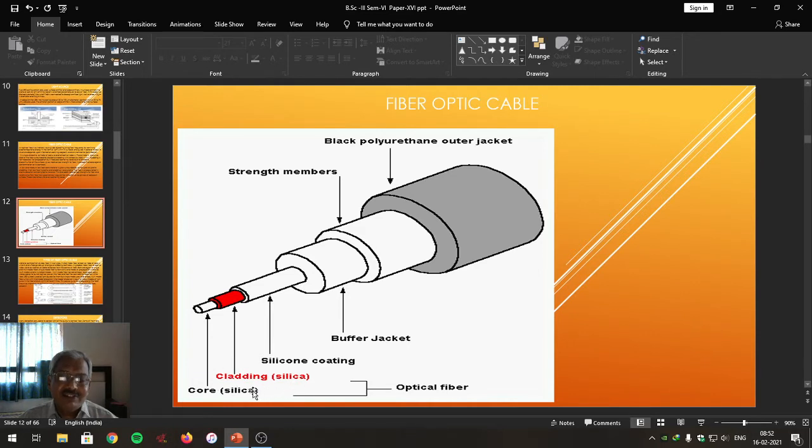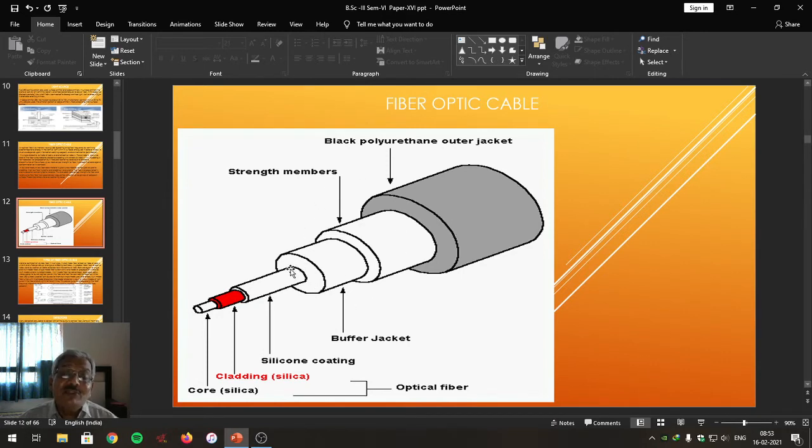It is silica. Silica is a material that is used to construct glass or even plastic. So that's why its contents are mentioned. So this core is surrounded by the cladding. Its refractive index is n2. n2 is less than that of n1. This entire aspect is encapsulated in different coatings.